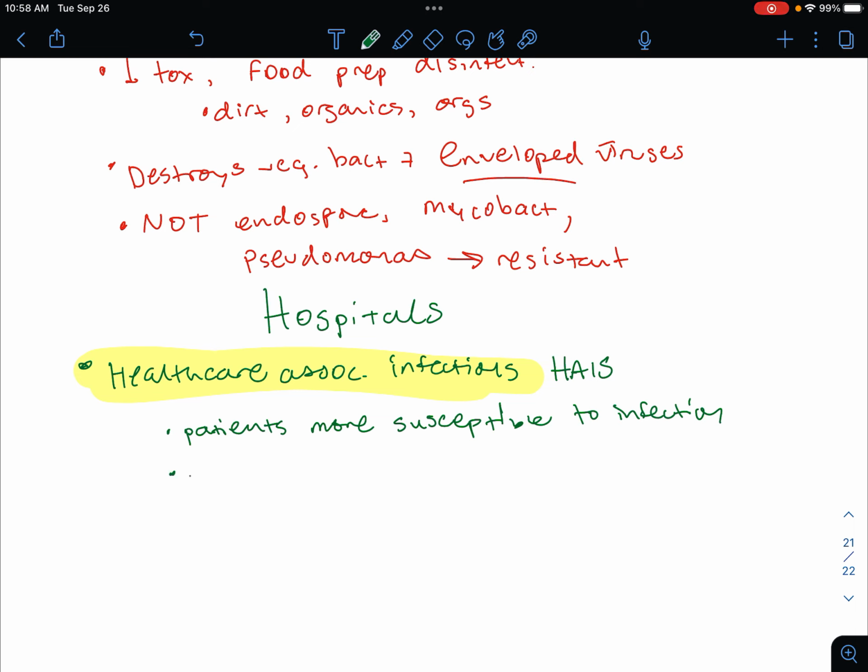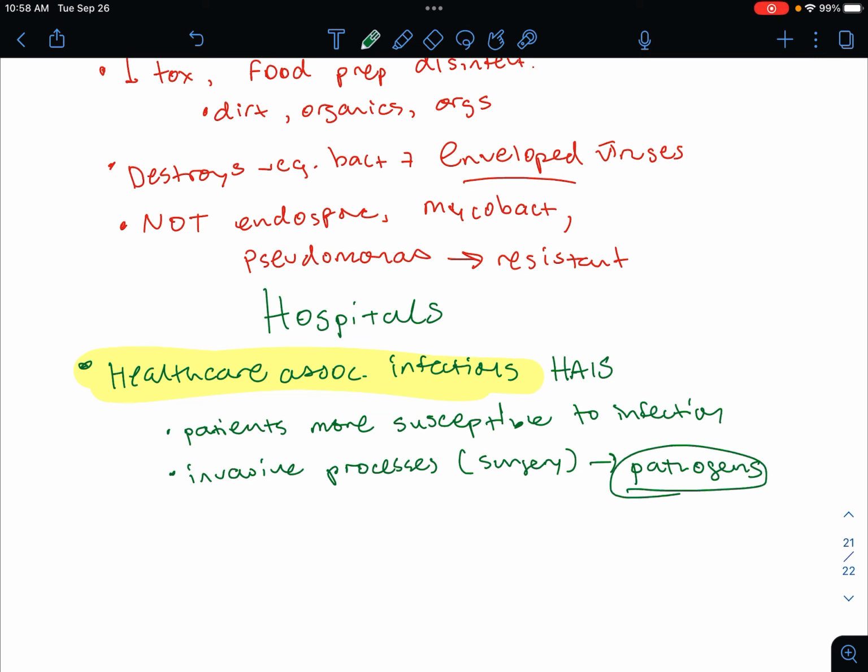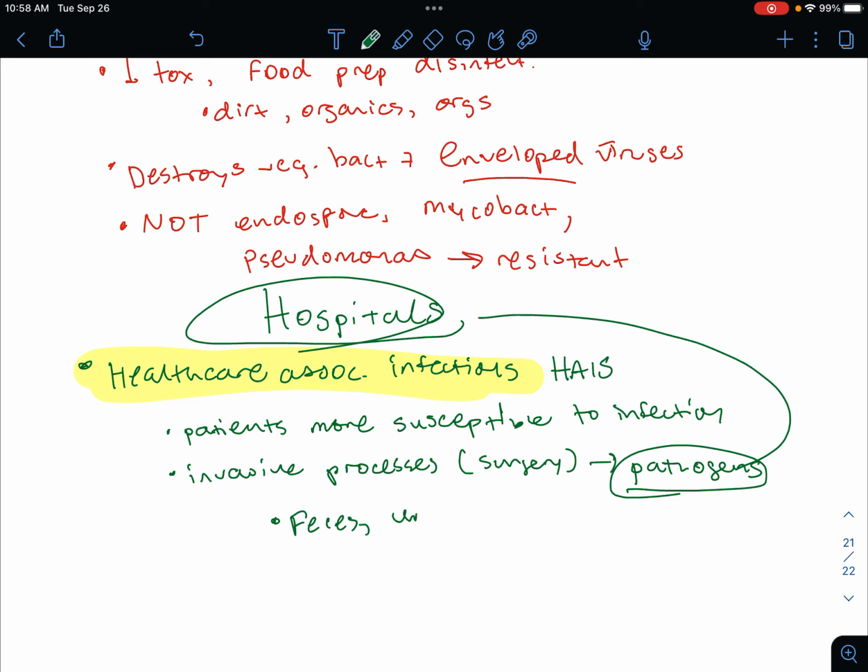And because of all these invasive processes, such as surgery, that is opening the body and all the very sensitive and vital organs to the potential of being infected by outside bacteria. And pathogens, again, are common in hospitals. There are tons of pathogens at hospitals. You'll see feces samples, urine, other bodily fluids.